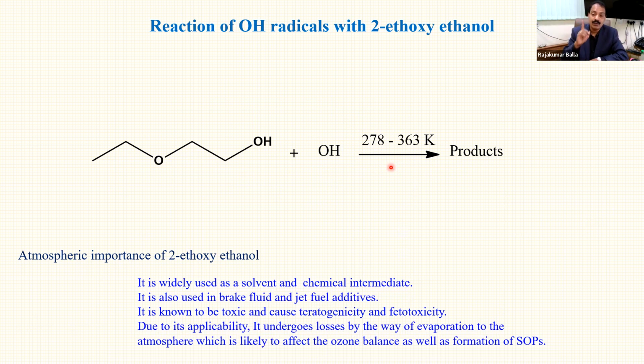Remember, we do the reaction in pseudo-first order conditions. In pseudo-first order conditions, particularly for the hydroxyl radical, we keep the concentration around 10 to the 11, and the concentration of the other reactant is about 10 to the power 15. That means 4 to 5 orders of magnitude difference. And then there is no interference, and you see the fluorescence directly.